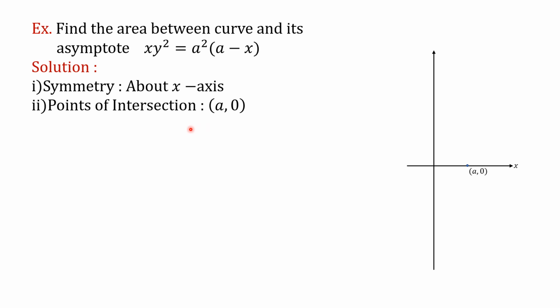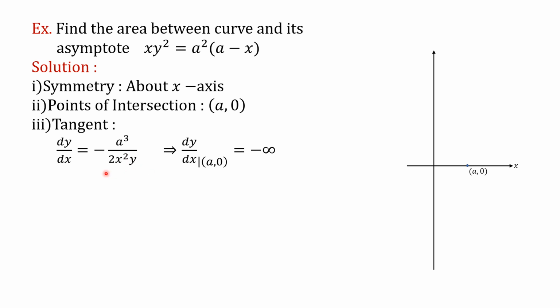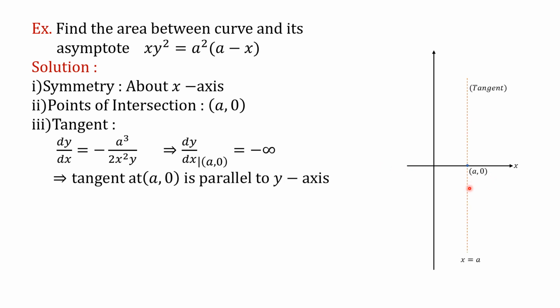At this point of intersection, now we are going to obtain the tangent, for which evaluate dy by dx and the value of dy by dx at (a, 0). So dy by dx is minus a cube upon 2x square y and its value at (a, 0) is minus infinity. This implies that tangent at this point (a, 0) is parallel to y-axis. So this one is the tangent to the curve which is passing through the point (a, 0). Hence its equation is x equal to a and it is parallel to y-axis.